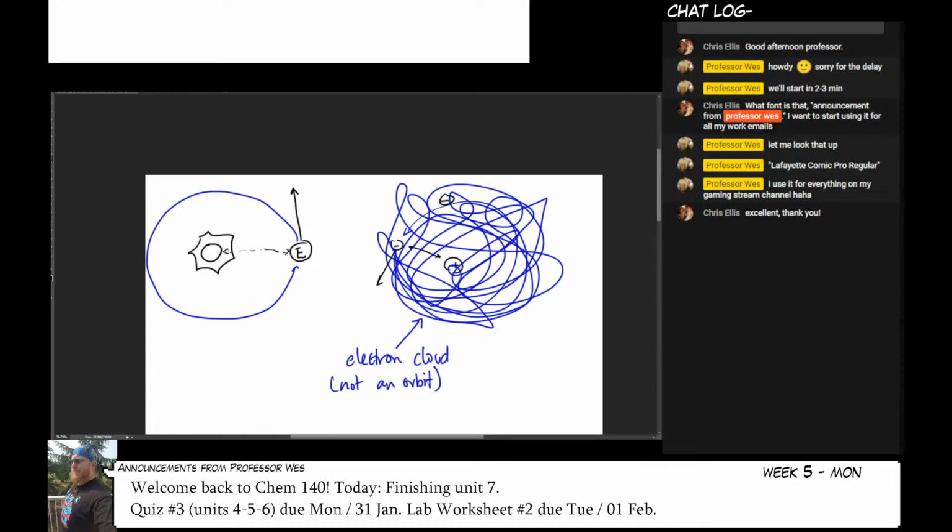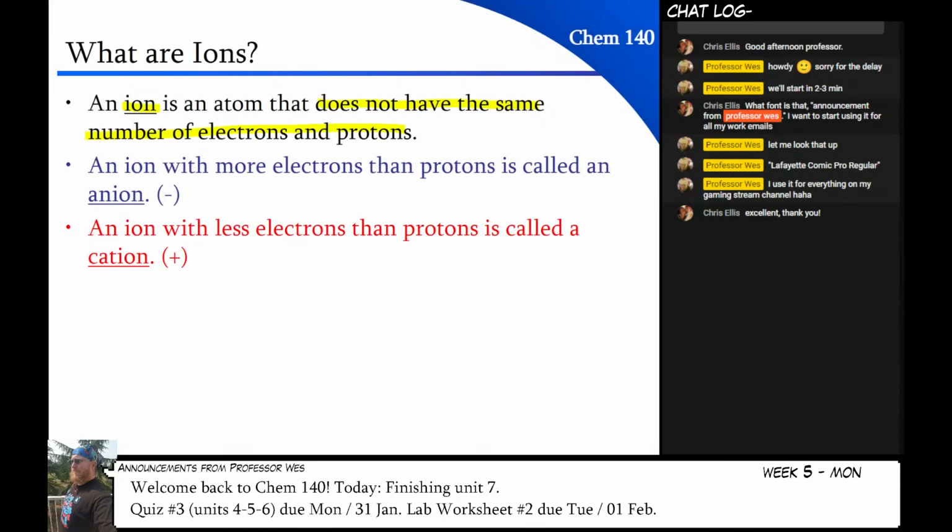I can either add or remove electrons from an electron cloud. Oops, you can't see that because I didn't actually click on the screen here. I can add or remove electrons to or from the electron cloud to create an ion. As long as I don't have the same number of electrons and protons, I would have an ion.